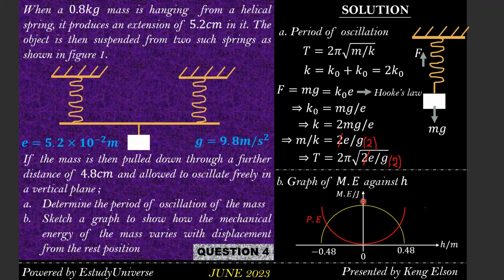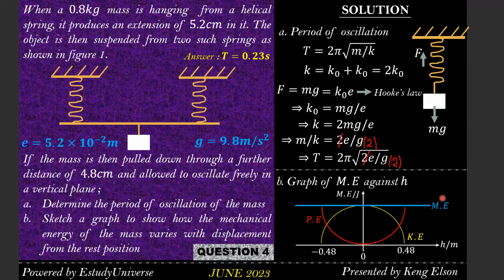All right, so this is the maximum value of the kinetic energy, and the sum of the potential and kinetic energy gives you the mechanical energy. So this is a graph that relates mechanical energy and the vertical displacement from the equilibrium position of the mass.